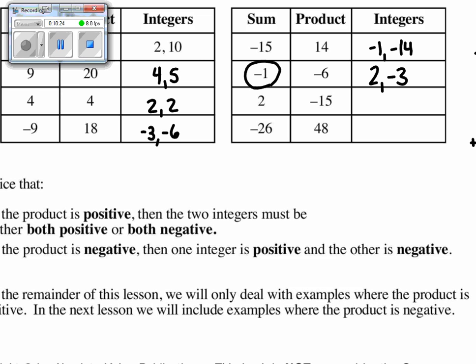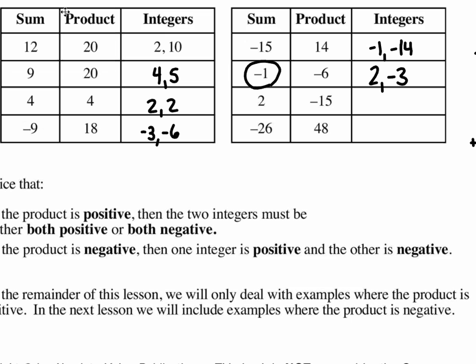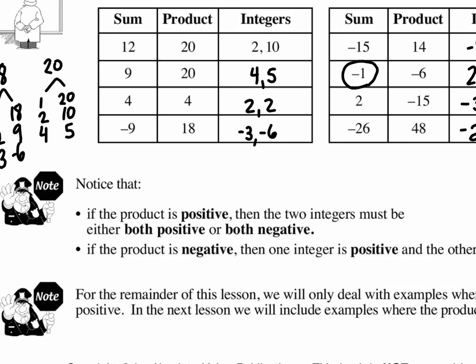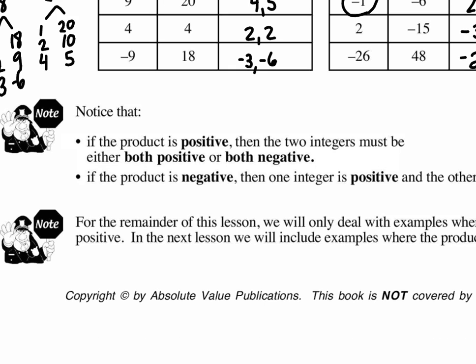Okay, try the last two on your own. Find the two numbers. Negative 3 and positive 5. Okay, add to positive 2 and multiply to negative 15. What are your two numbers for 48? 2 and 24. Which one's negative? Both. Good job. Okay, so notice, if the product is positive, the two integers must either be both positive or both negative. And if the product is negative, one is positive, one is negative.